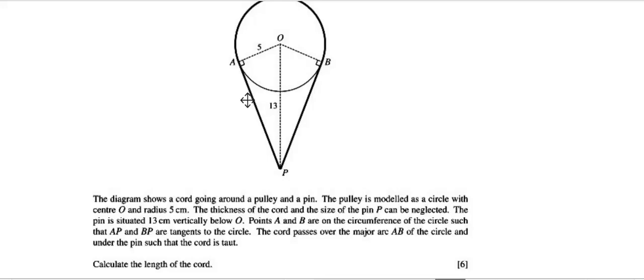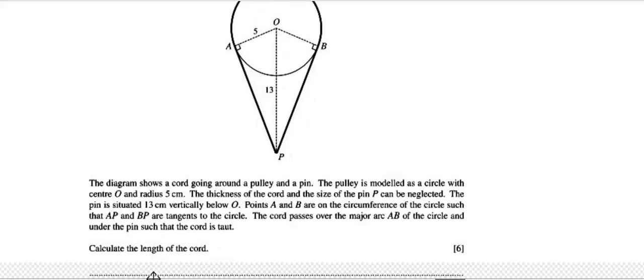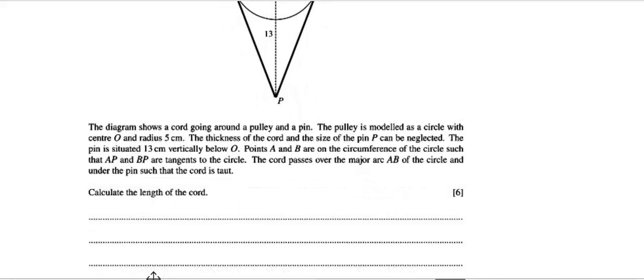The cord passes over the major arc AB of the circle and under the pin, such that the cord is taut. Now we are supposed to calculate the length of the cord.